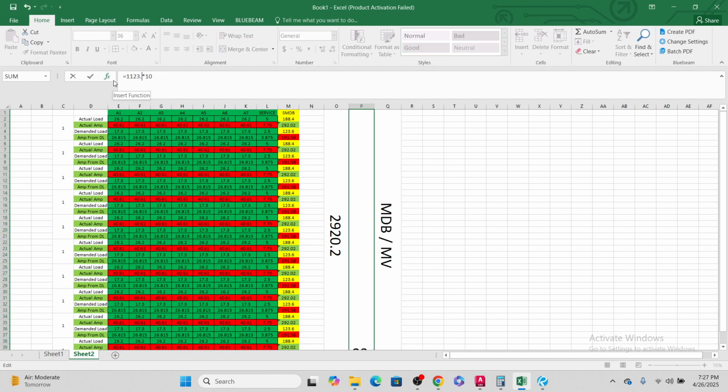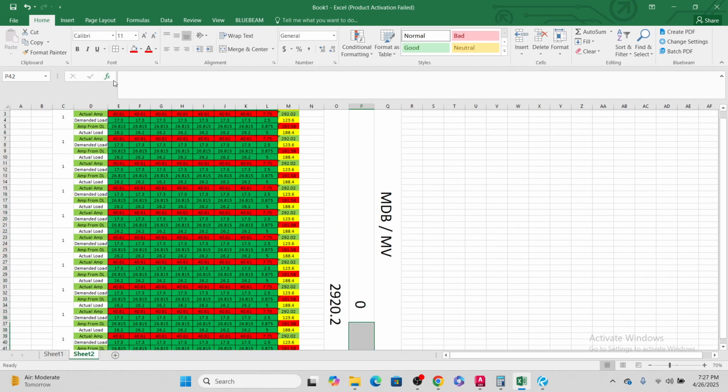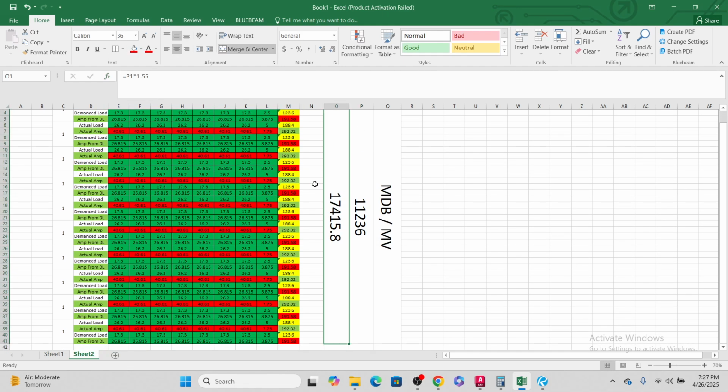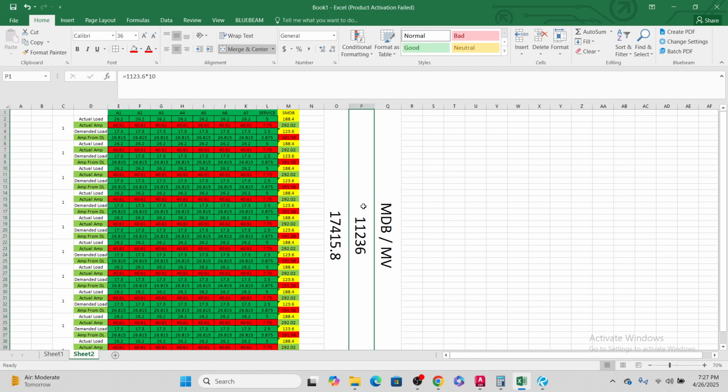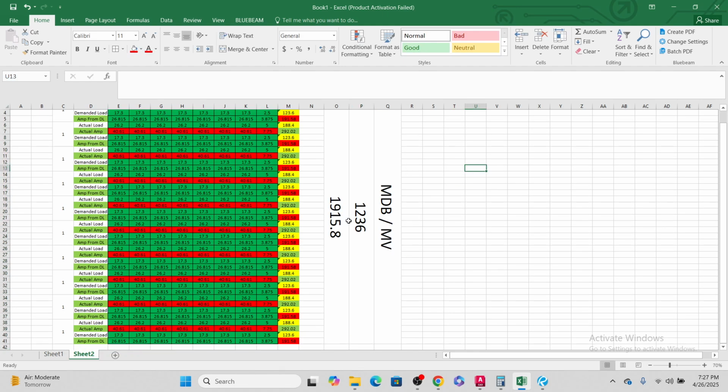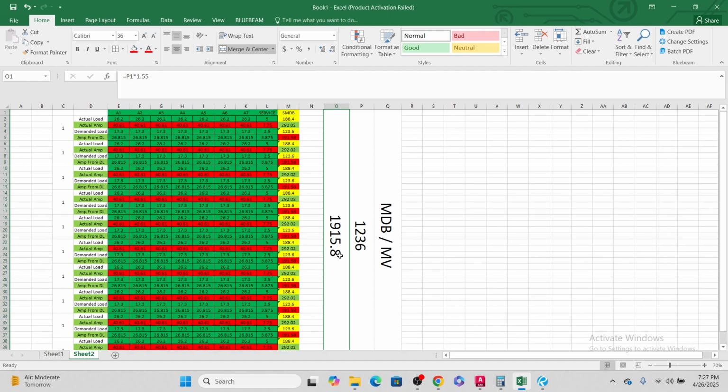I told you the reason: the possibility is very low that every apartment or every floor will use all the equipment. So there's 1915 ampere. Okay. So main breaker.